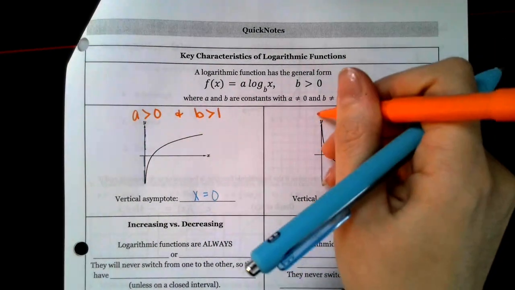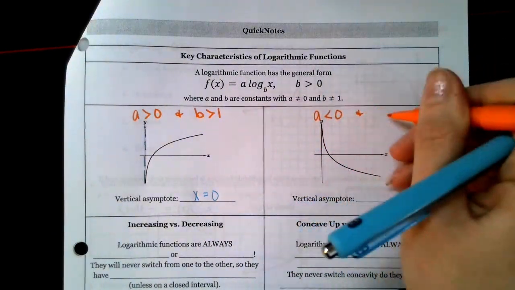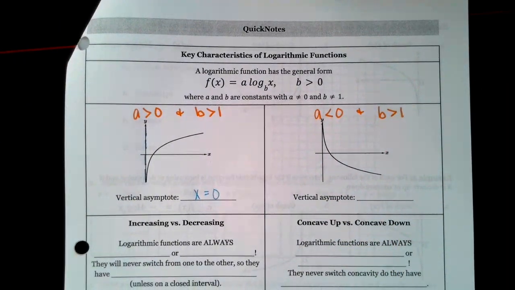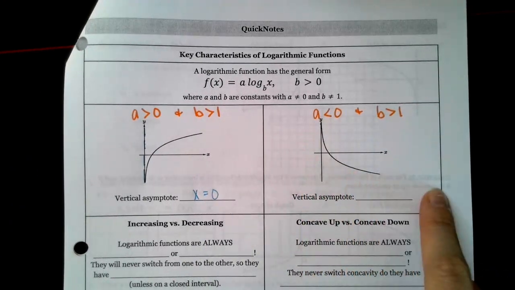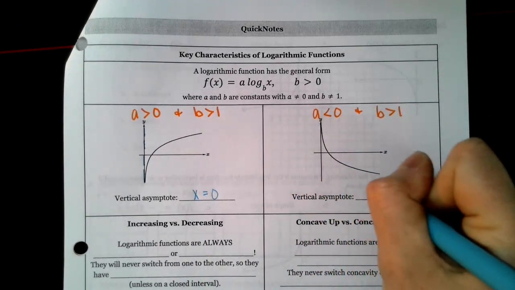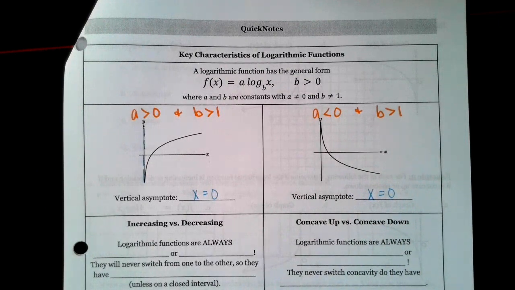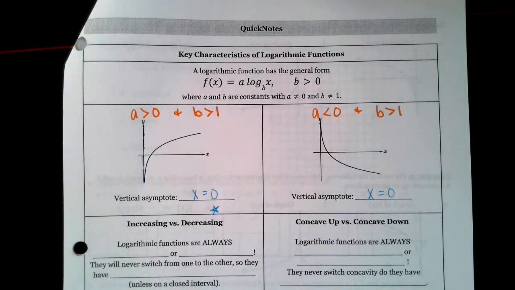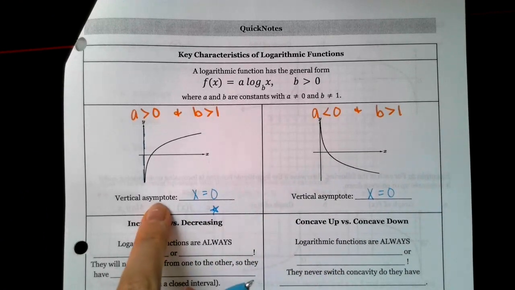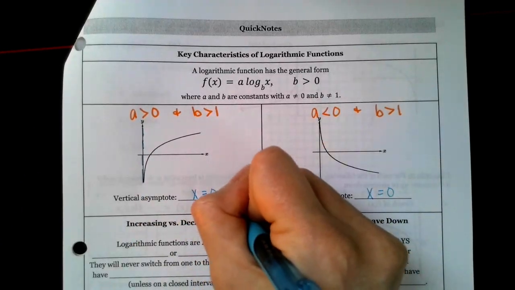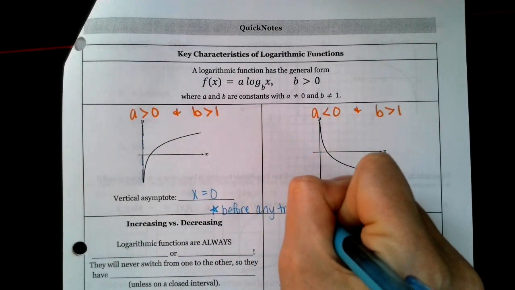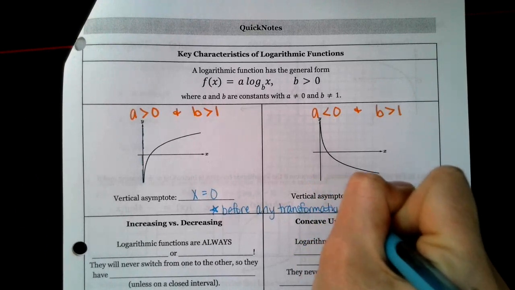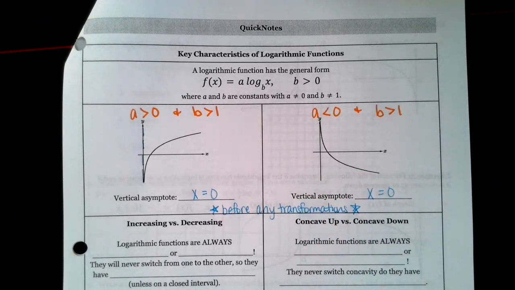The graph on the right is when our a value is less than 0, but our b is still bigger than 1. If a is less than 0, our graph would be decreasing, and we still have a vertical asymptote at x equals 0. I want to add a little note here. These vertical asymptotes are at x equals 0 before any transformations. If we end up shifting our graph left or right, those vertical asymptotes will end up changing.